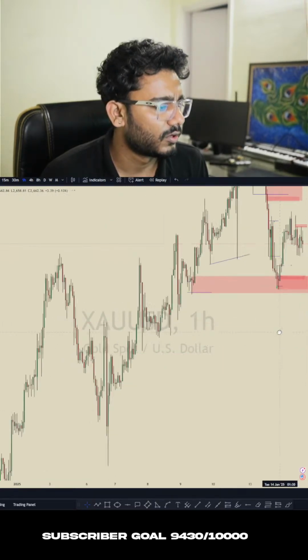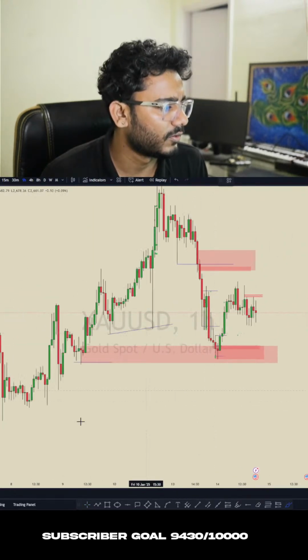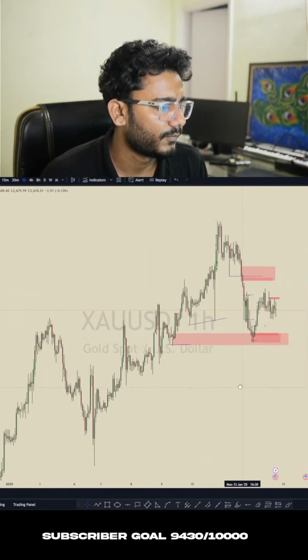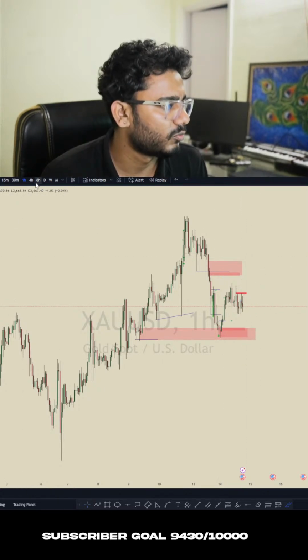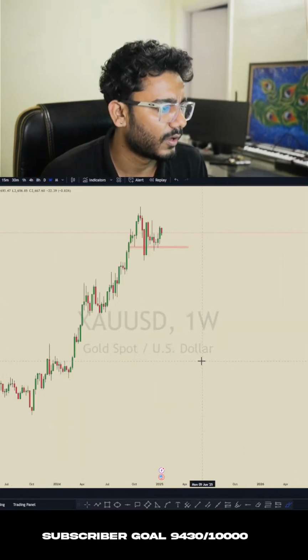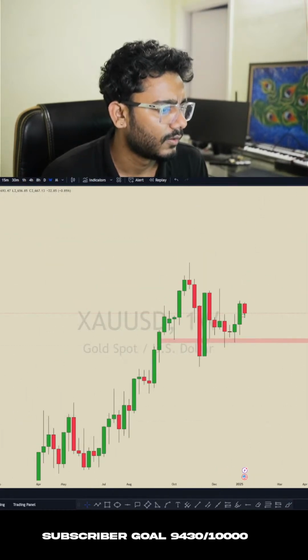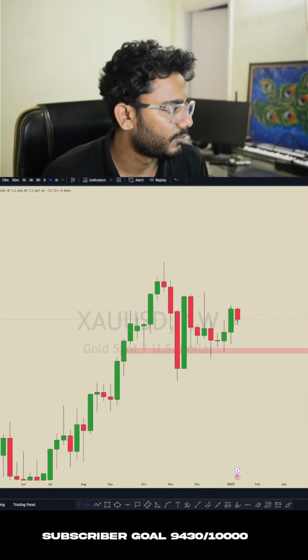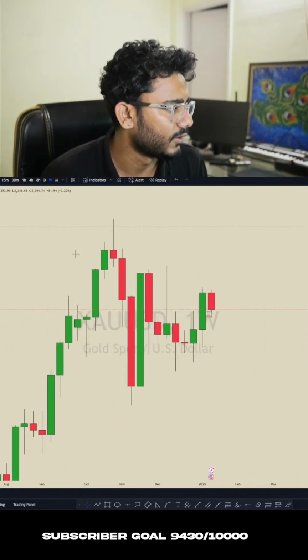Gold, I think it should continue to the upside, and maybe if price sweeps all the liquidity from the downside, and then goes. So I'm still bullish on gold because on the higher time frame, let's look at the weekly time frame. We can see price has reacted from this area multiple times, and we have this higher time frame inducement, like weekly inducement here.